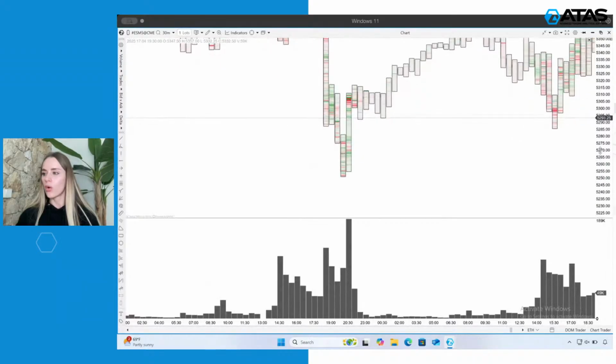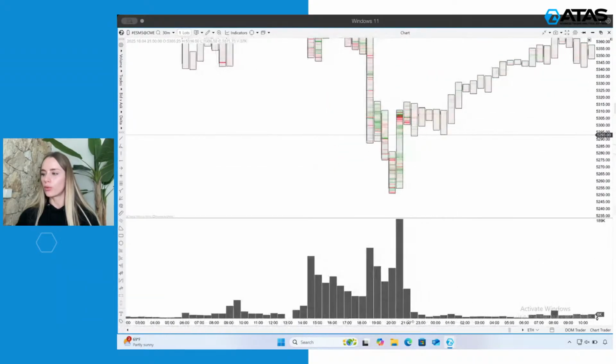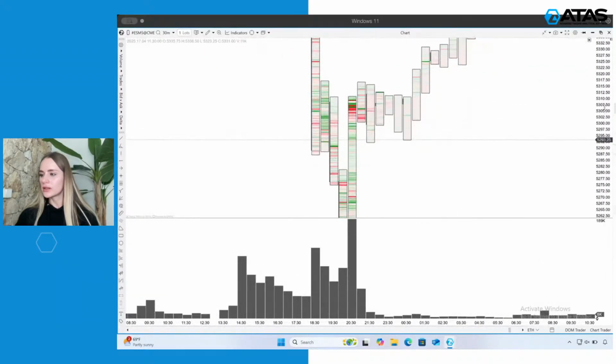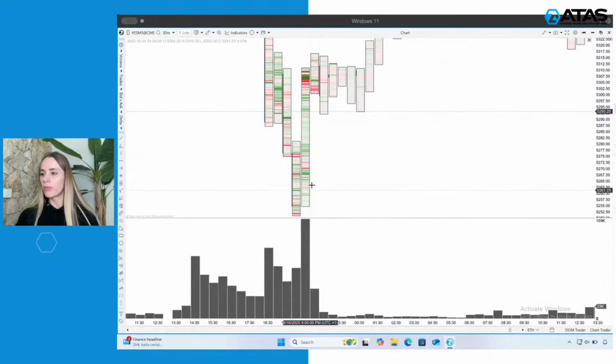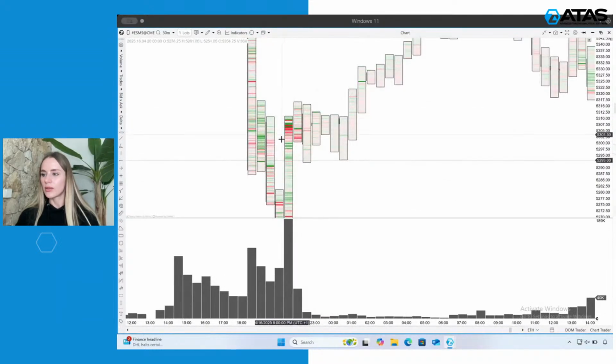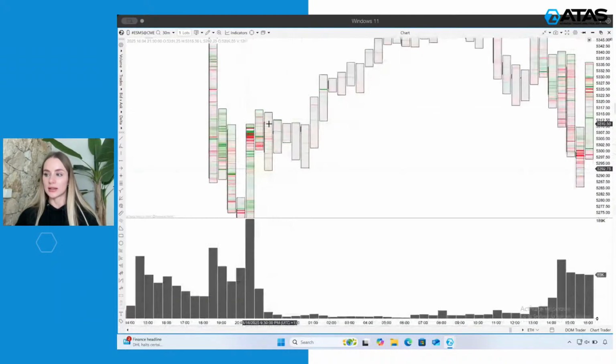Now we go closer and we open the footprint chart. What we can see is that we had quite a bullish footprint, but there was quite an activity of sellers, right? The bid activity, there was a disbalance on the bid side. You have clear, bright red deltas.